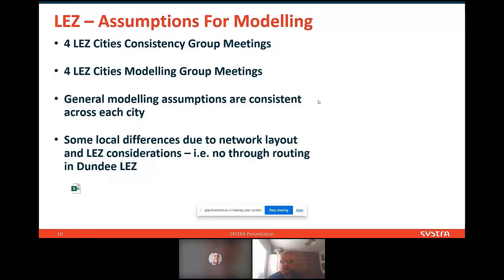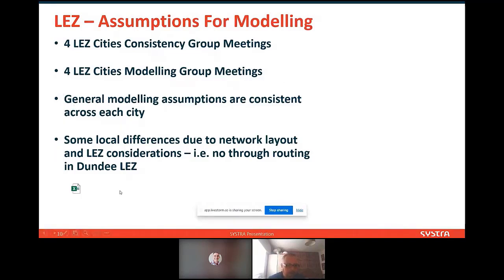So the Dundee low emission zone doesn't really have to consider the impact of traffic that's routing right through the low emission zone. Whereas in the likes of Aberdeen, it's absolutely a critical element. At the moment, Union Street in Aberdeen is almost used as a trunk road through the middle of Aberdeen. So it's effectively the opposite of Dundee. So there are subtle differences between them all.